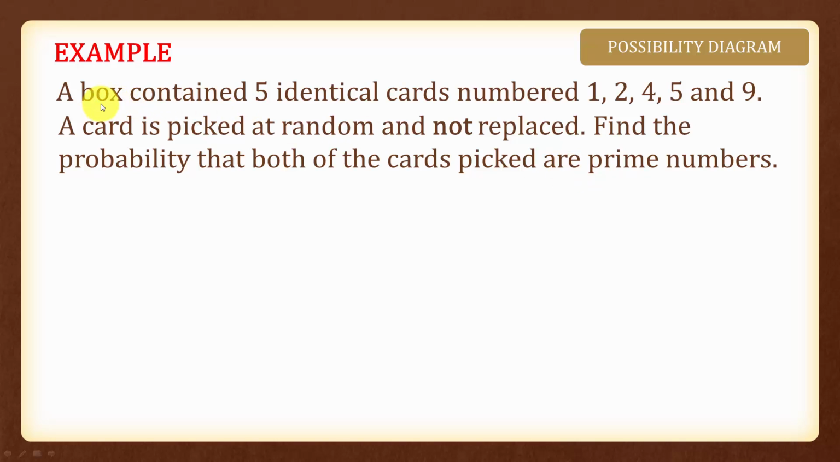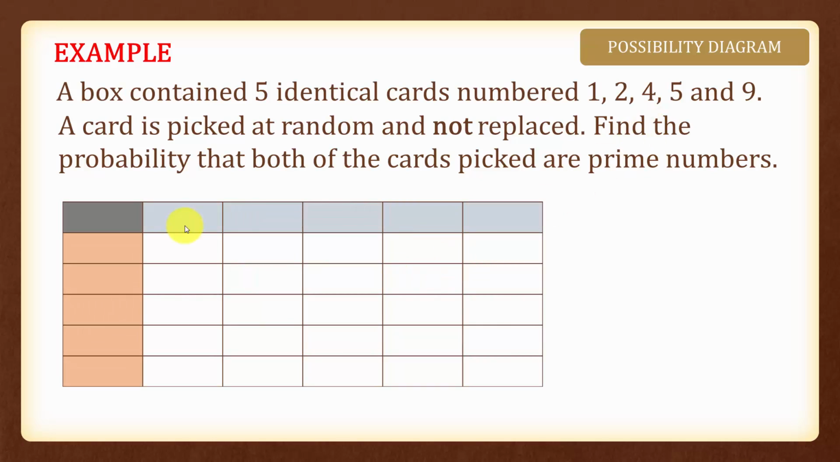In this next example, a box contains 5 identical cards numbered 1, 2, 4, 5, and 9. A card is then picked at random and it is not replaced. Find the probability that both of the cards picked are prime numbers. So once again, we have 2 stages here as we are picking up 2 cards. So the first card is numbered 1, 2, 4, 5, 9, and the second card is also numbered 1, 2, 4, 5, 9.